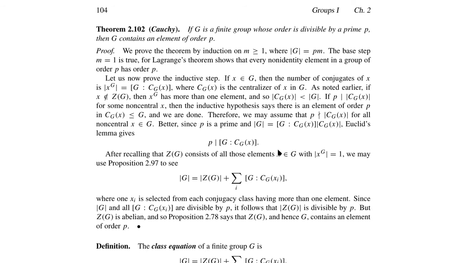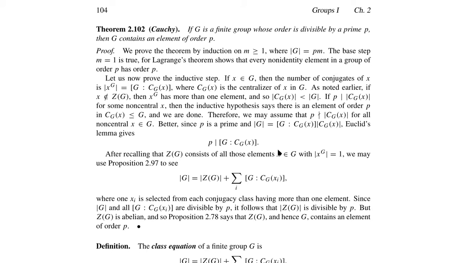Now, if X is not in the center of the group, then the number of conjugates is going to have more than one element, because if your X is in the center, you already know that it commutes with every other element. So the number of conjugates is just going to be the identity. There's nothing else. So X to the G, that is the number of conjugates, has more than one element. So the number of elements in the centralizer of X is going to be less than the order of G.